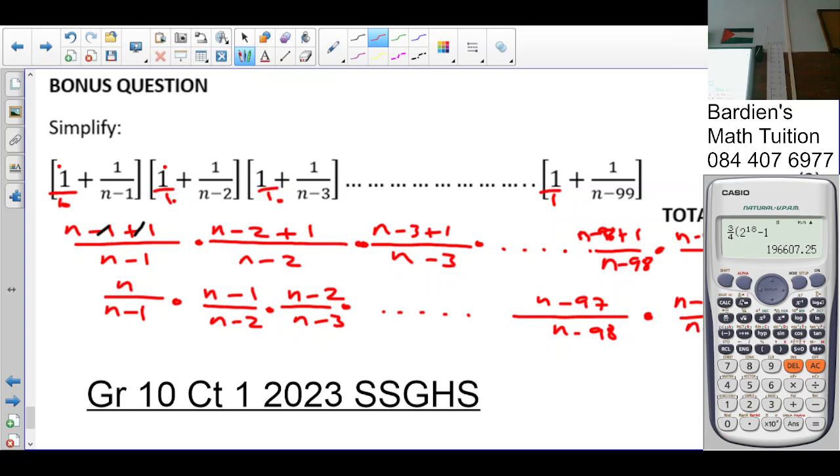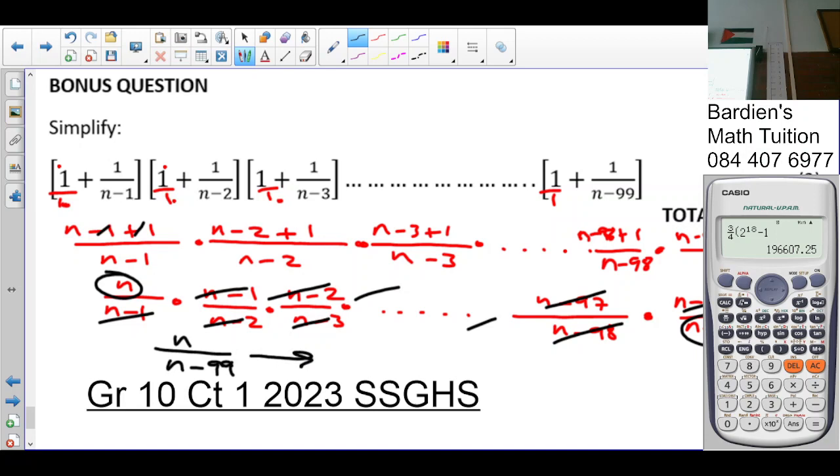Okay, all agree with that? Okay. So what do we do now? Cancel. When do we find the LCMs? Only when we add and subtract. So n minus 1 cancels n minus 1, n minus 2 cancels, and so on. Then n minus 98 cancels, n minus 97 would cancel, and so on. So what are we left with? n over n minus 99. That would have gotten you those three marks.